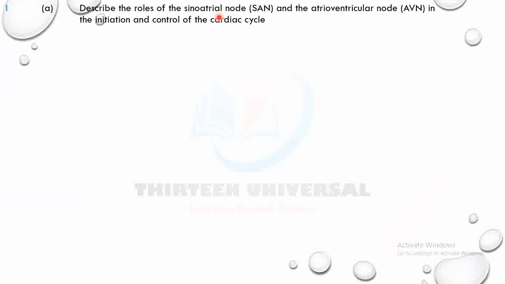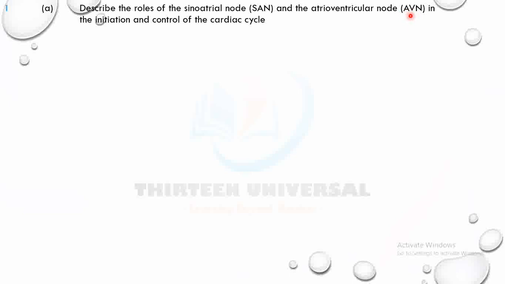Okay. So the sinoatrial node is called a pacemaker. It's found at the right atrium. The function is that it generates and sends out waves of excitation, which spread across the atrial wall. In fact, it generates the electrical impulse, which causes the heart muscles to contract.